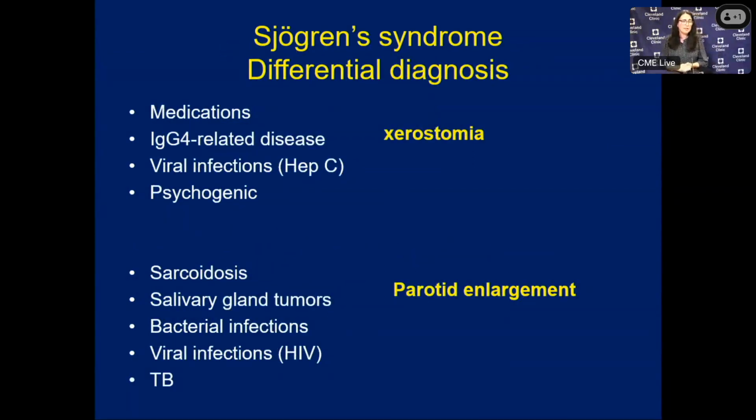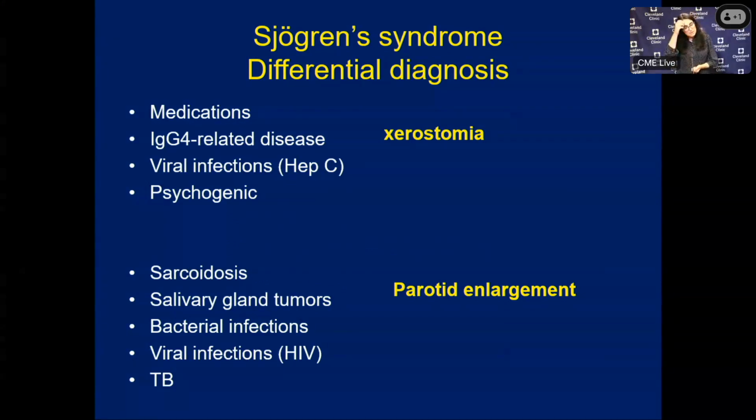The differential diagnosis depends on the symptoms. If we're thinking about, for example, xerostomia, we have to think of certain medications that can cause a lot of dry mouth, IgG4-related disease, viral infections, hepatitis C, and psychogenic dry mouth. Sarcoidosis, salivary gland tumors, bacterial infections, certain viral infections such as HIV can cause parotid enlargement and TB as well.